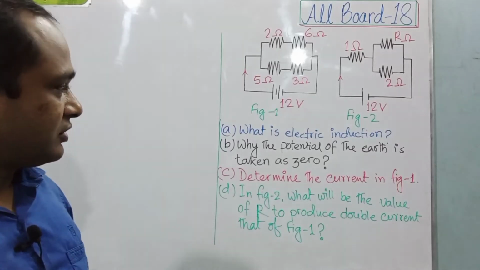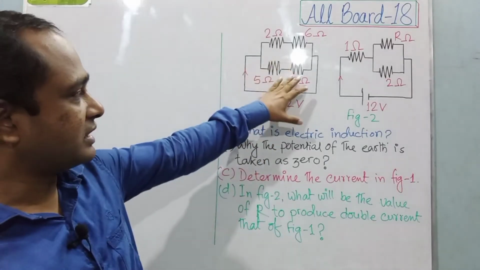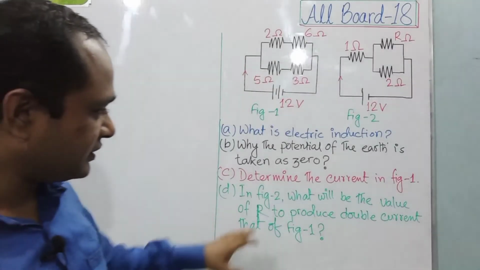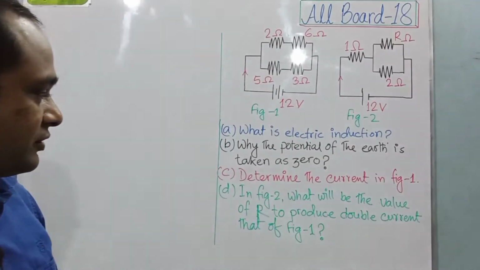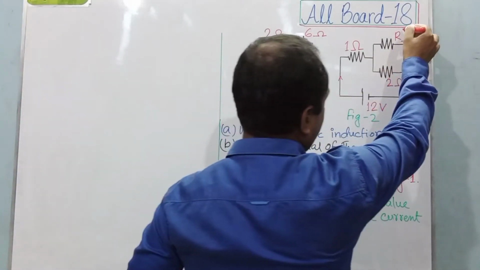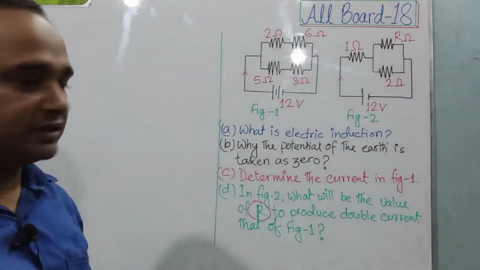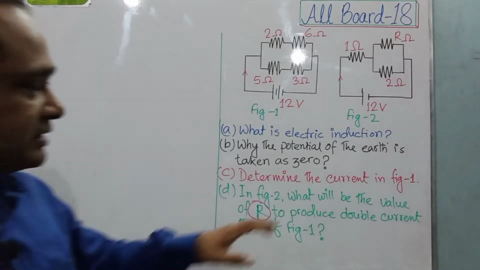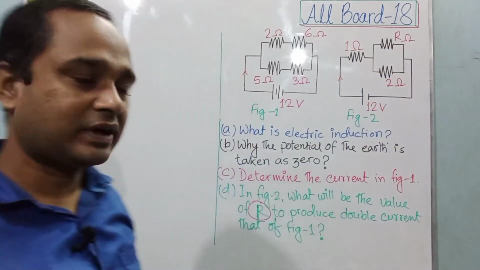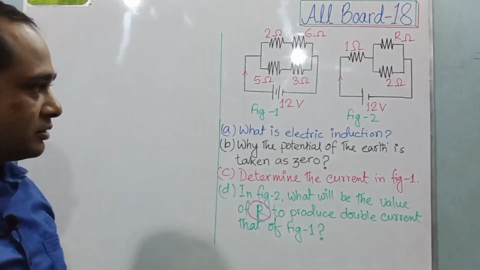Why is the potential of earth taken as 0? Determine the current in figure 1. We have to calculate the current in figure 1. And in question D, they said that in figure 2, what will be the value of R? To produce double the current that we got in figure 1, if we would like to get double that current, then what will be the required value of R? So this is the question. So we are now going to solve the question.